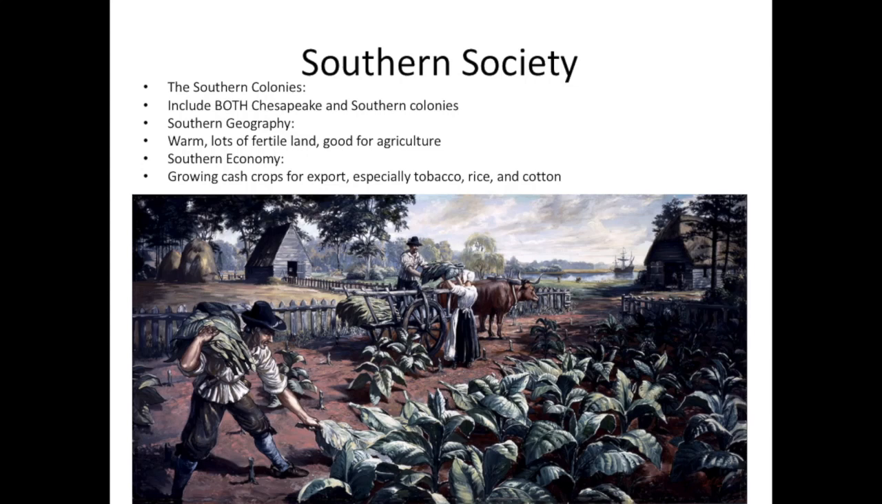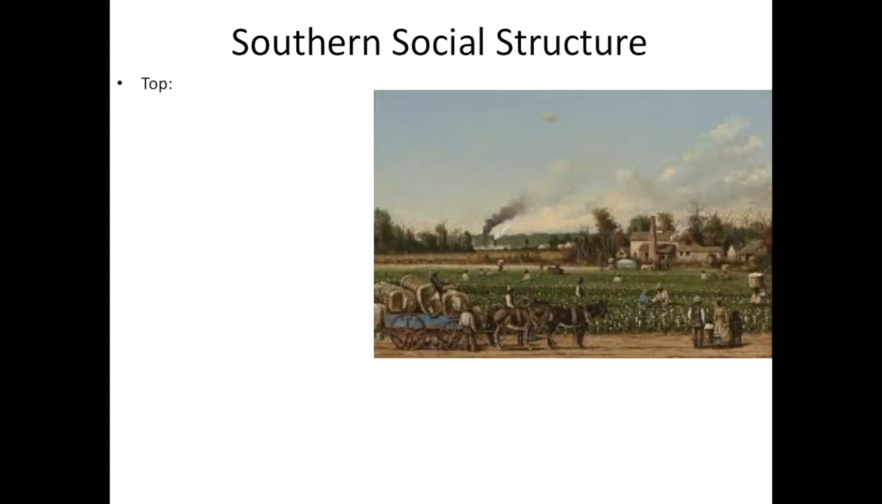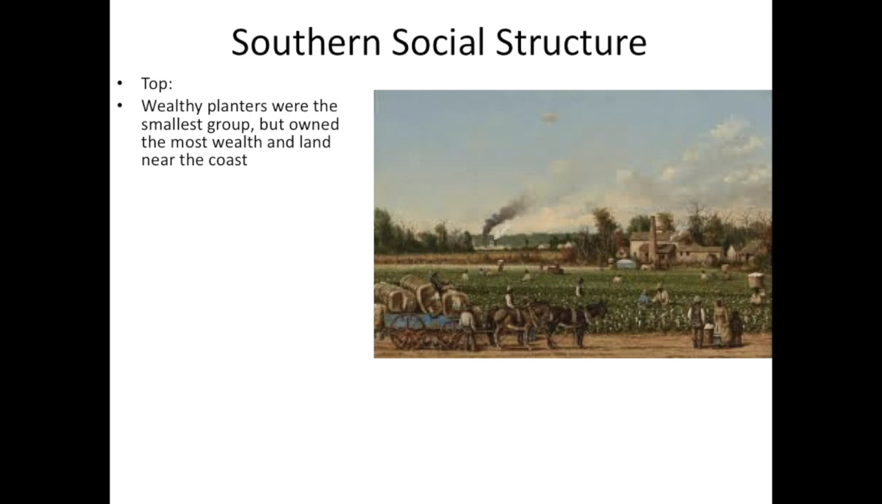Who is at the top, who is at the middle, who is at the bottom? At the top of the Southern social structure was the wealthy planter class. They were by far the smallest group in terms of population, in terms of number. However, they did own the most wealth, they did own the most land, and you'll notice that the notes say near the coast. The coast was the most valuable land because if you had land on the coast, it made it much easier to ship whatever crop you were producing overseas.